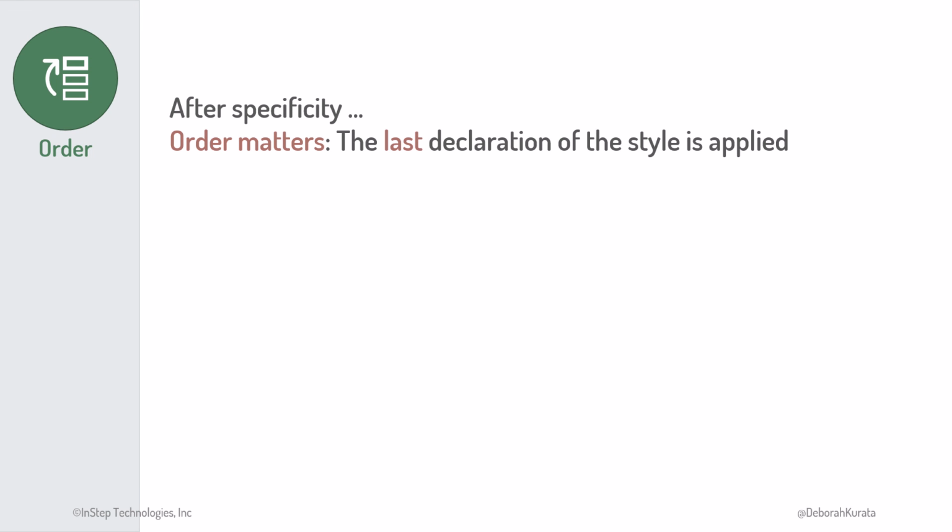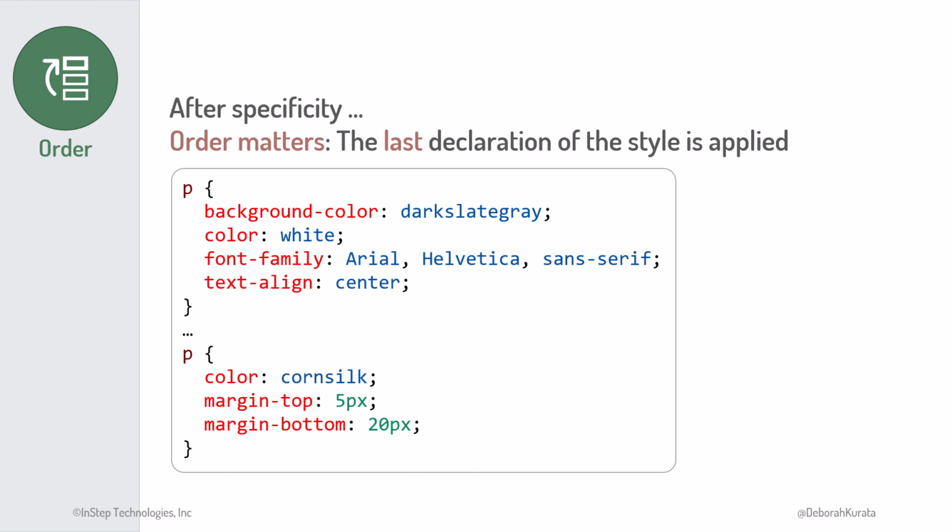If the specificity still wasn't enough to break the tie, order matters. The order will determine the precedence. The last declaration of the style is applied. For this example, the paragraph element is styled with corn silk because that is the last declaration of the style rule in the file. Next up, let's look at a few more examples of conflicting styles.